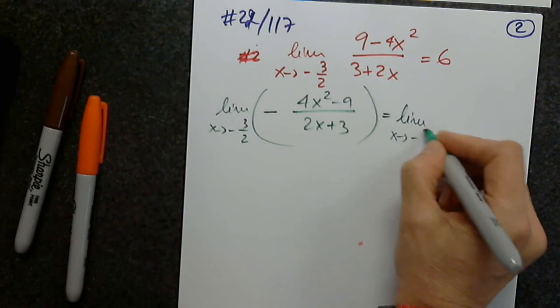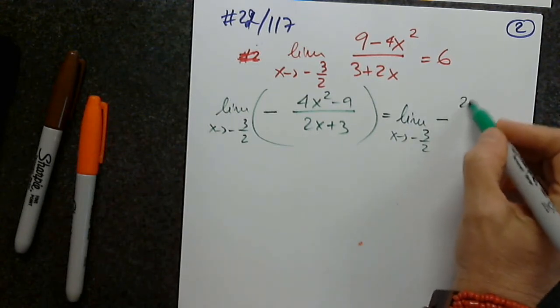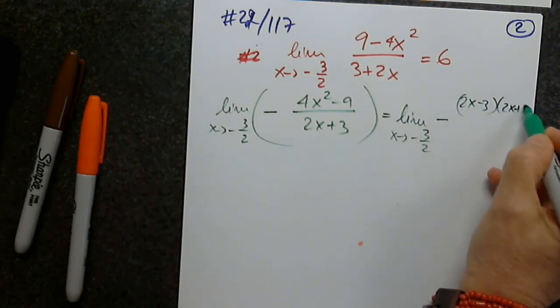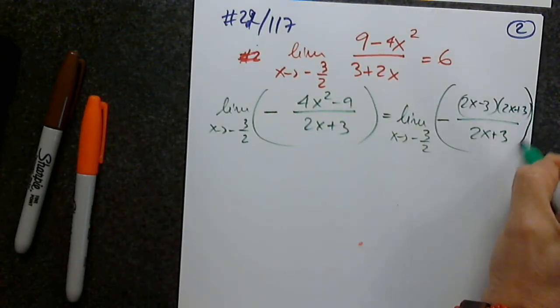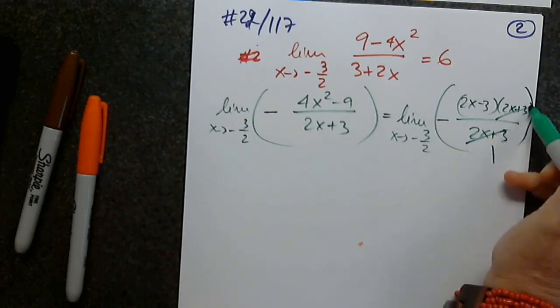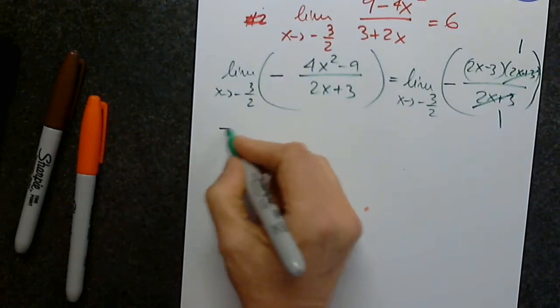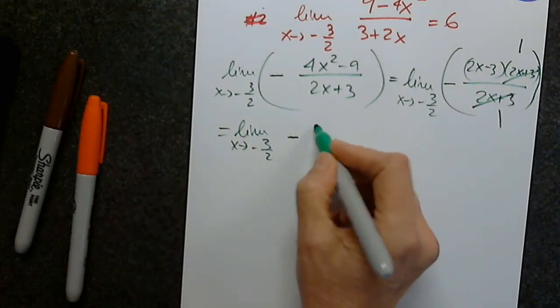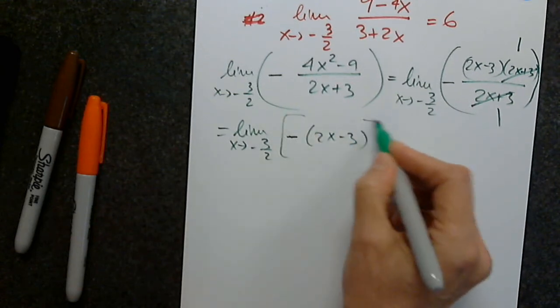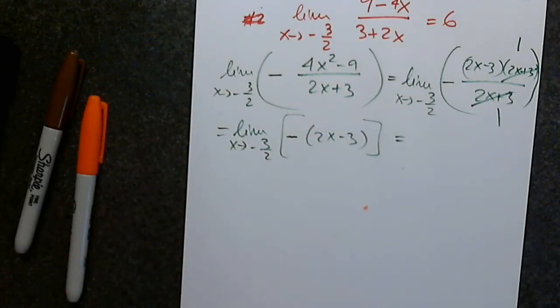So limit as x approaches negative 3/2. So I have negative 2x minus 3 and 2x plus 3 divided by 2x plus 3. Obviously, I'm allowed to get rid of these. And now this is limit as x approaches negative 3/2 of negative 2x minus 3. And now I try again, and this better be 6. So 2 times negative 3/2 is negative 3. Negative 3 minus negative 3 is negative 6. And with minus in front is indeed 6.